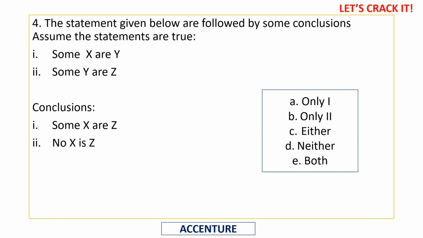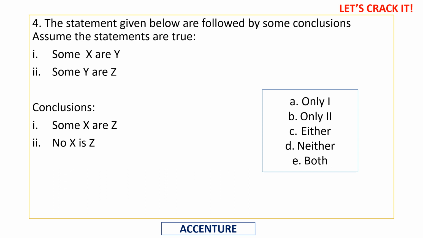So here comes a very important model, that is statements and conclusion. Based on the given statement, we have to find whether the conclusions are correct or not. So basically these kind of problems can be solved using the Venn diagram method, and there is also another shortcut method, but here we are following the Venn diagram method.